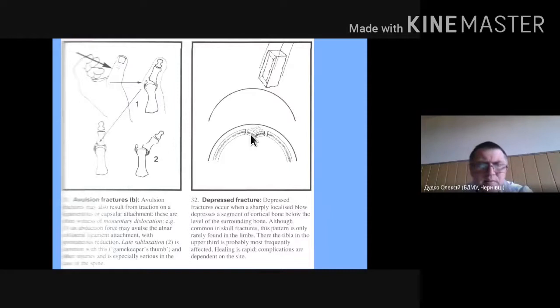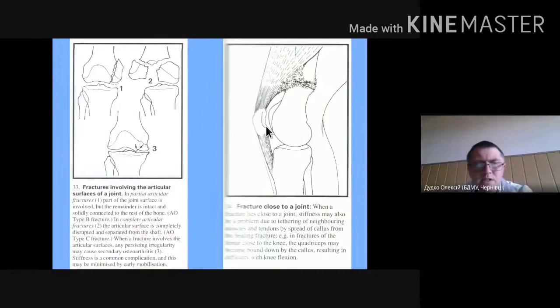A very important issue is a fracture which involves the joint. Even a fracture which is close to the joint can cause significant problems with joint function. But if we are talking about a fracture which involves the joint, it may be a partial involvement, or it may be involvement with comminution. These injuries are considered to be more complicated and the prognosis of treatment is not so good.